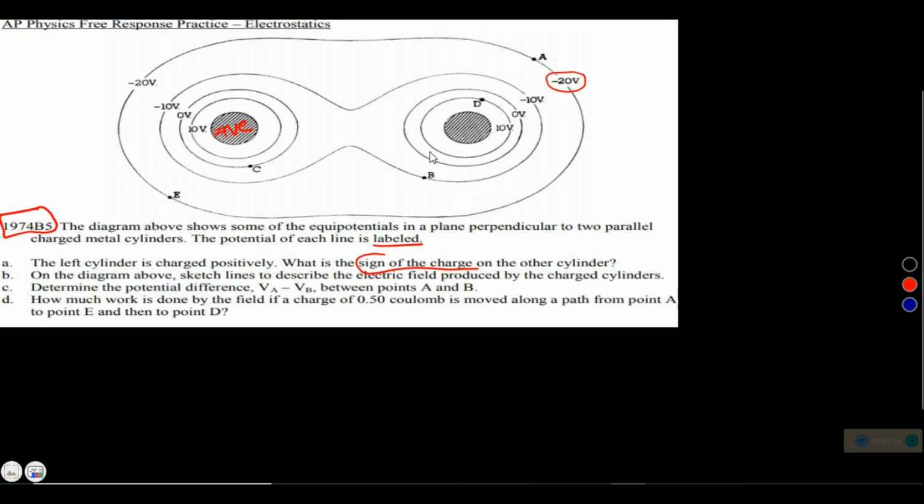As you can see in this diagram, the potential is changing like this: 10 volt, 0 volt, minus 10 volt and minus 20 volt. So we can say potential is decreasing in this direction. And we know that we can find the direction of electric field from the direction of potential.